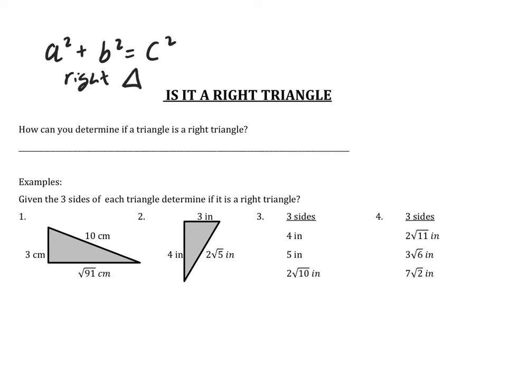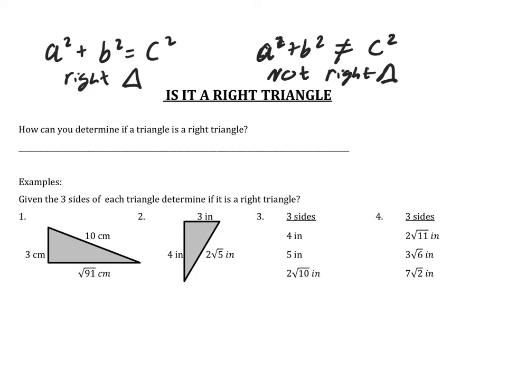Essentially, the converse of the Pythagorean theorem simply states that if a squared plus b squared does not equal c squared, then this is not a right triangle, right? So in order for it to be a right triangle, it has to be equal. Every other triangle will not satisfy the conditions of the Pythagorean theorem. So that's why we call it the converse of the Pythagorean theorem.